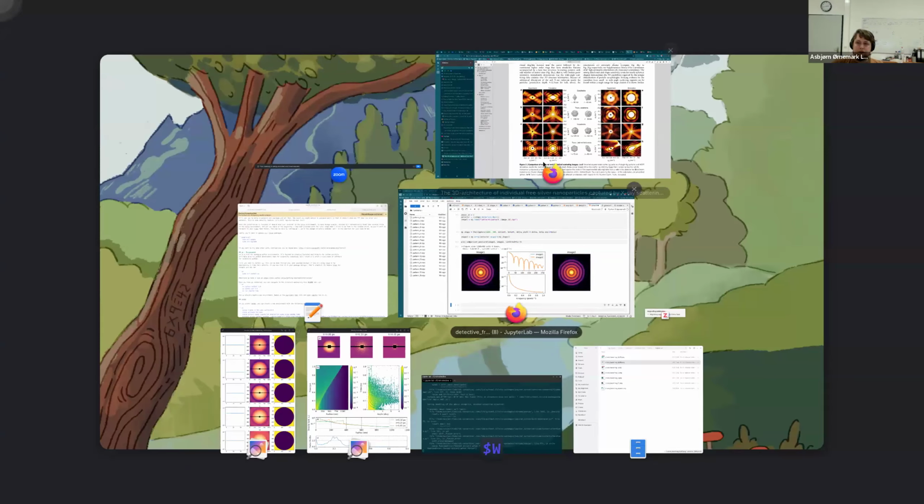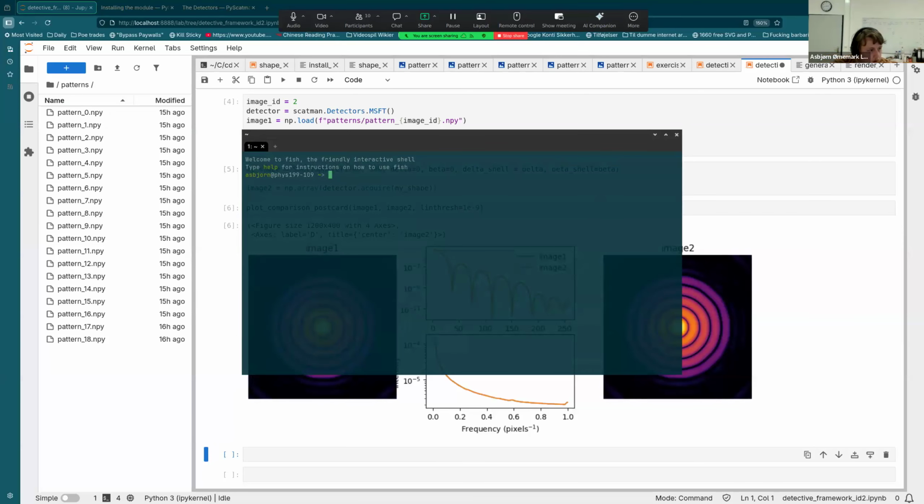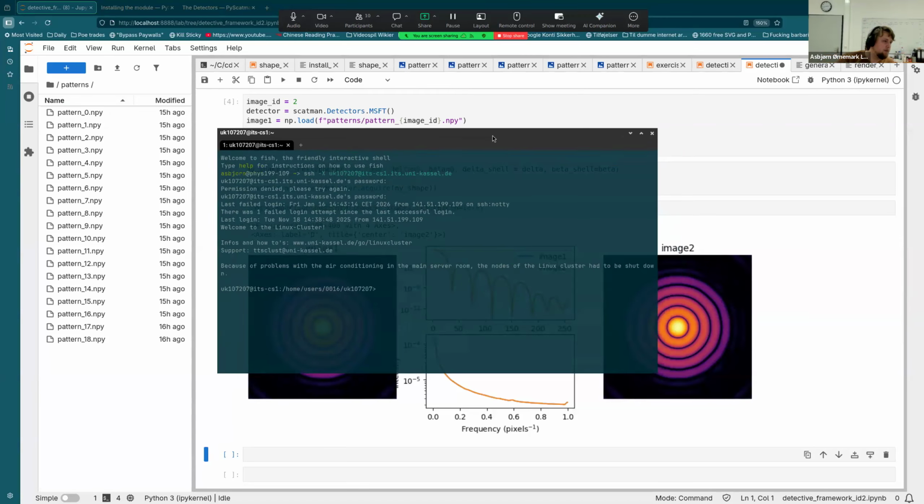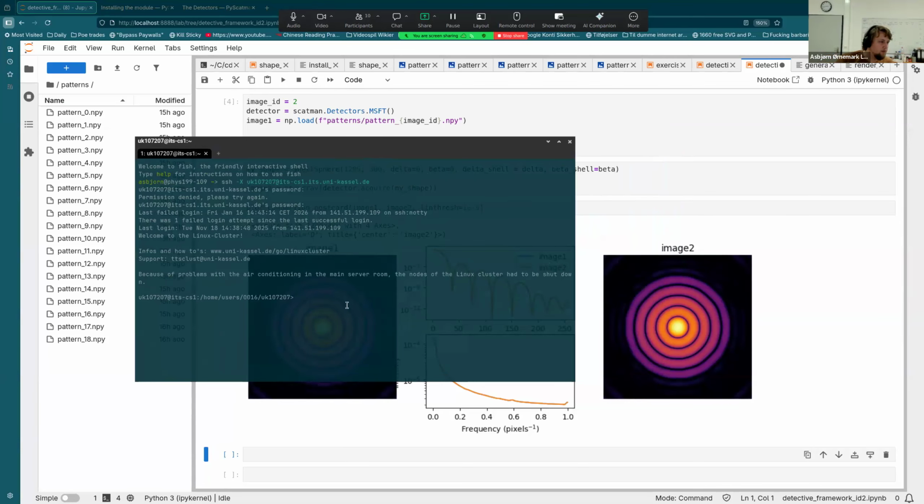And this can be quite long. One thing Scatman supports is that you can do it with CUDA instead. And then obviously this becomes much faster.